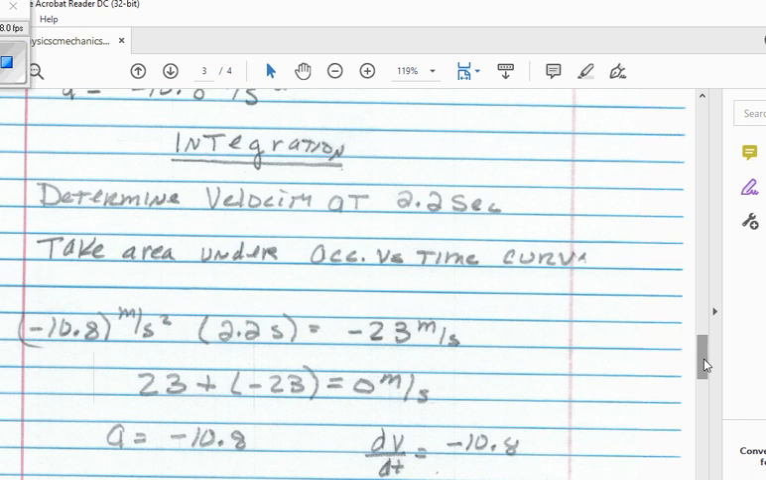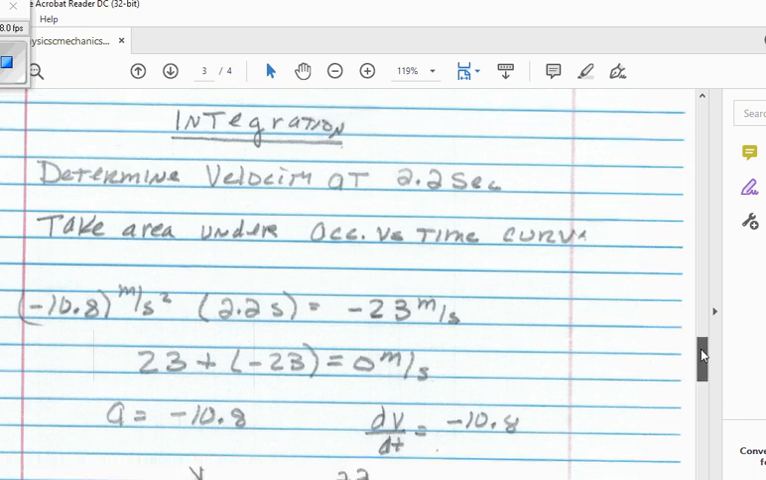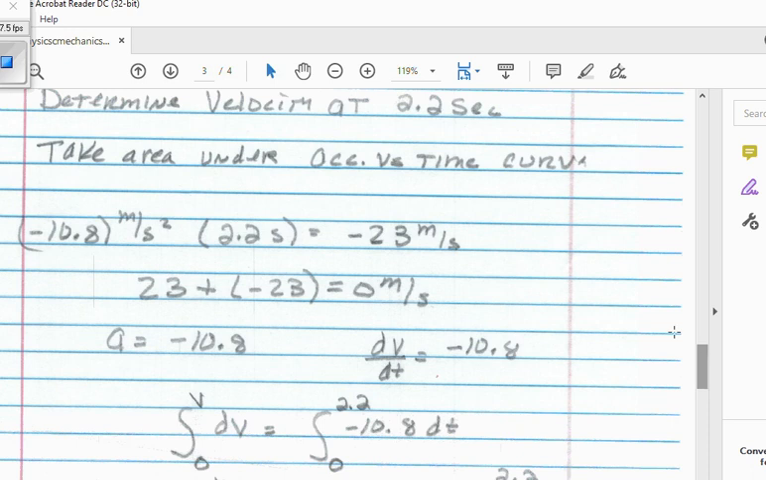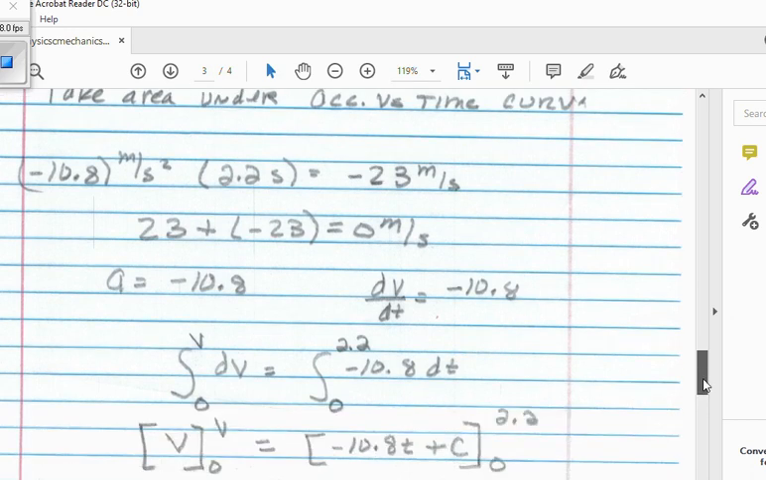Well, now we need to separate our variables. Our variables are together, so we cannot integrate that. Okay, so to separate our variables, I'm going to say dv equals negative 10.8 dt. I'm going to take the dt to the other side and multiply that out. So I'm going to integrate the left side from 0 to v, dv, equals, now I'm doing 0 to 2.2 seconds of this right side here. So I'm going to integrate it. I'm going to get what's called a definite integral. The antiderivative of dv is just v, and the antiderivative of dt, of course, is t. So I have a definite integral from 0 to v here, and 0 to 2.2 here.